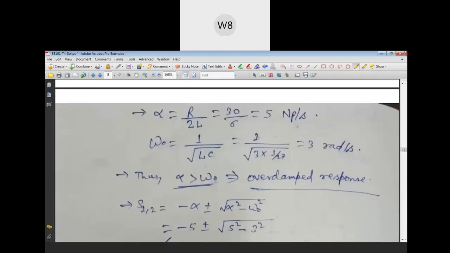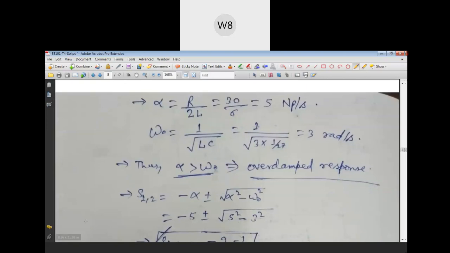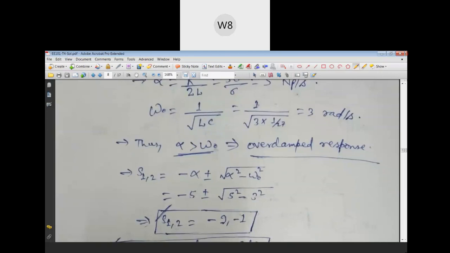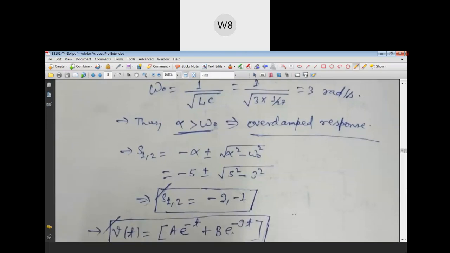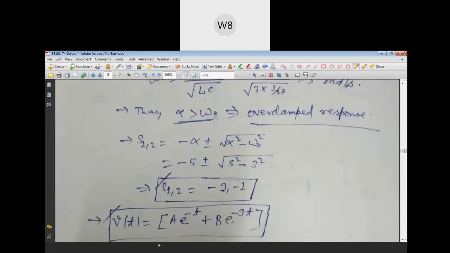So for this case, we now need to find out what the s parameter will be. In this case, there will be two distinct values of s, which turn out to be -9 and -1. So we know the standard expression for the voltage is going to be of this form: a constant into e raised to the power st, where one of the s is -1, plus another constant multiplied by e raised to the other s into t, which is -9 into t.